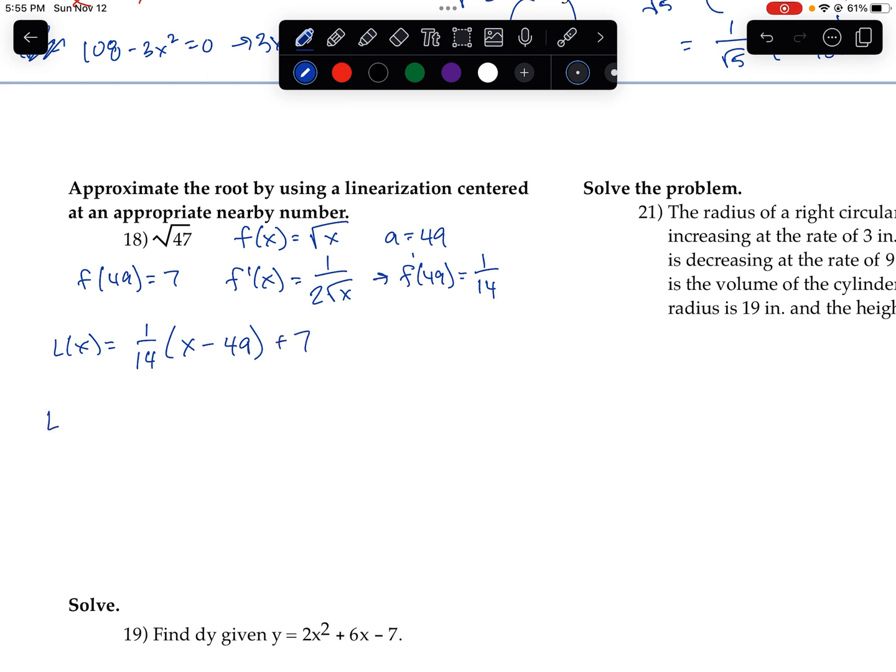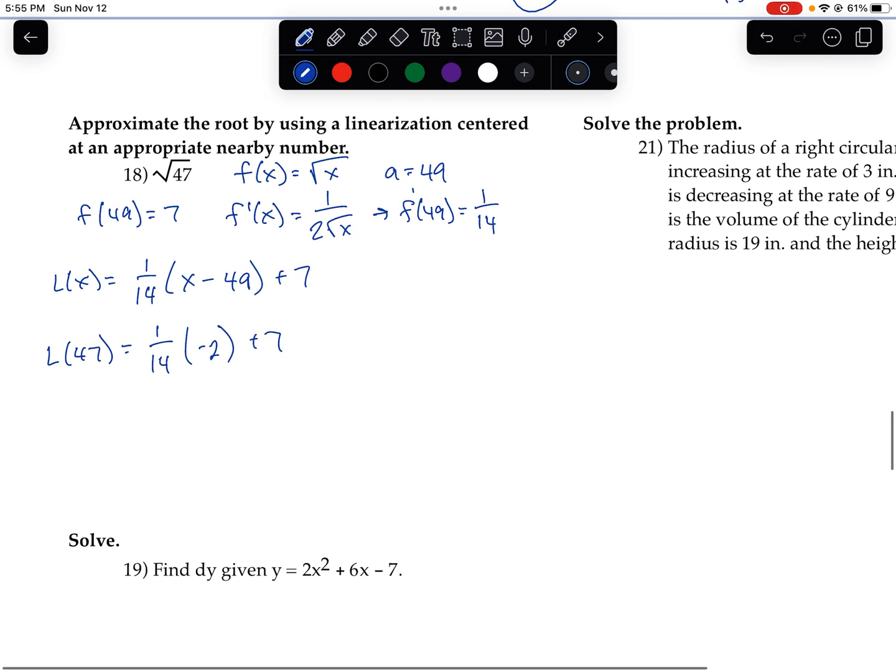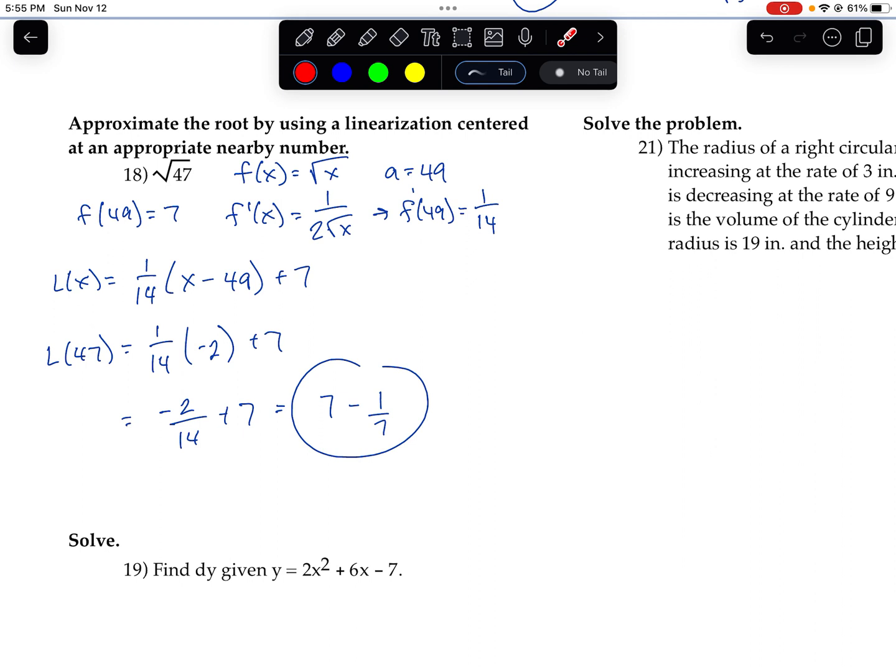And we're trying to approximate 47. So that's equal to 1 over 14 times negative 2, plus 7. So we're going to get negative 2 over 14 plus 7, which is equal to 7 minus 1/7. And so here's our approximation for the square root of 47.